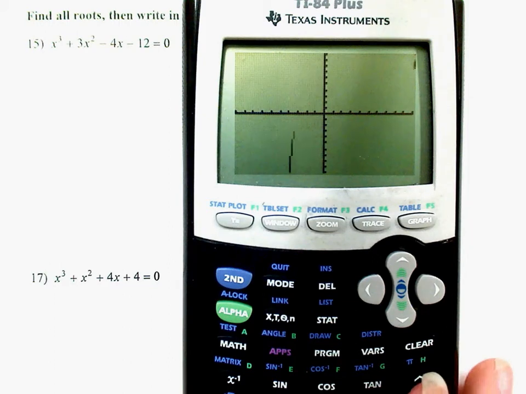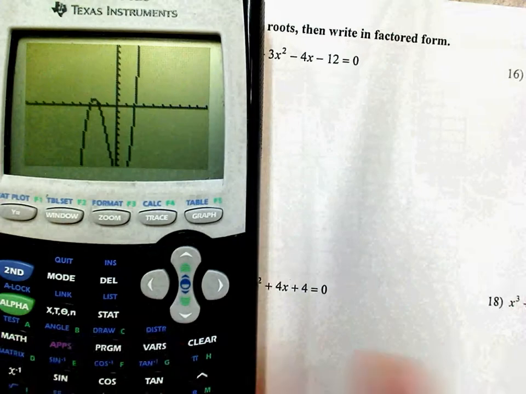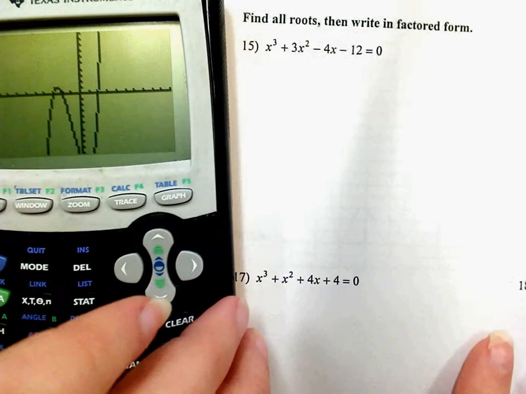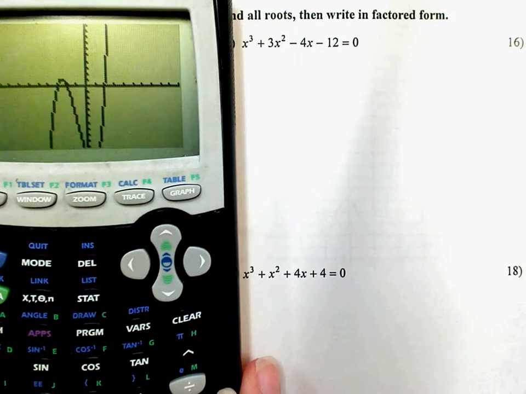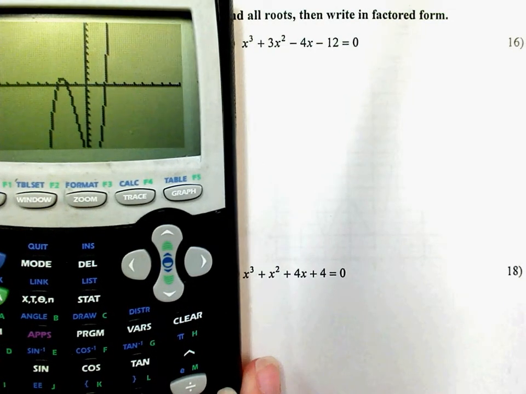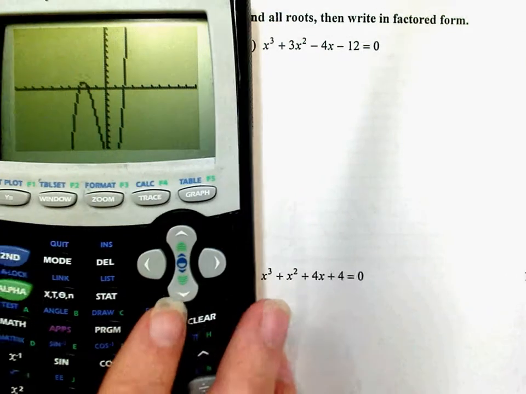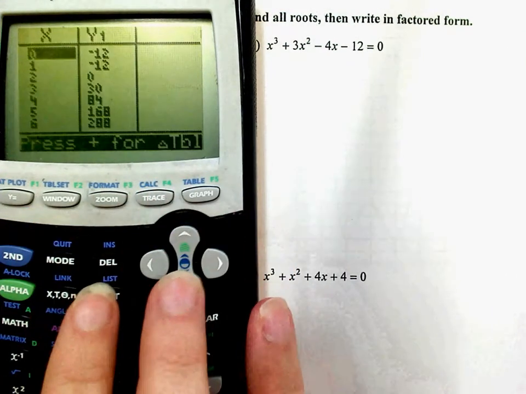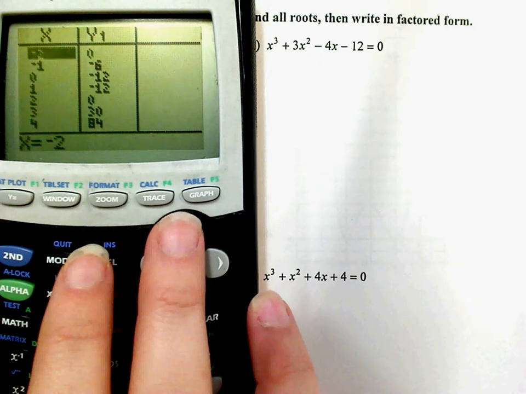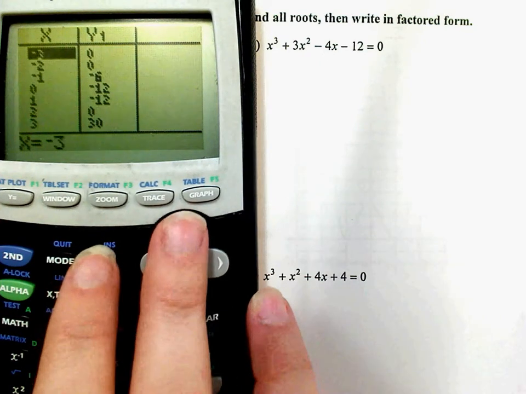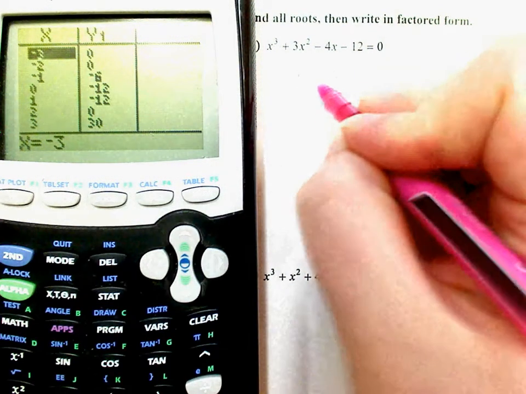And I think I can already tell what my zeros are. Okay, I think they're whole numbers -3, -2, and 2. How can I check and make sure? Go to my table. So second table. At 2 it's at 0, right? So that works. At -2 it's 0 and at -3 it's 0. Okay, so I already know my zeros are -3, -2, and +2.